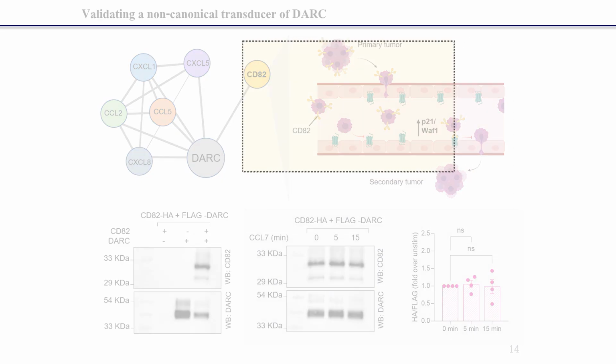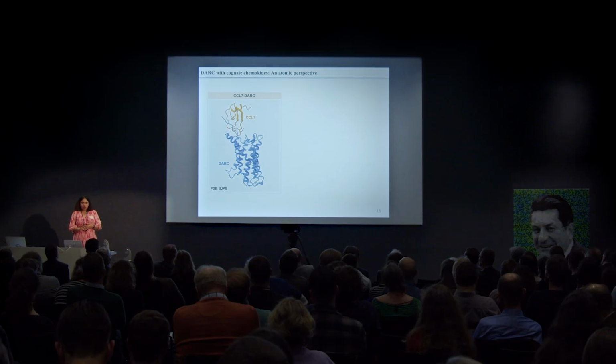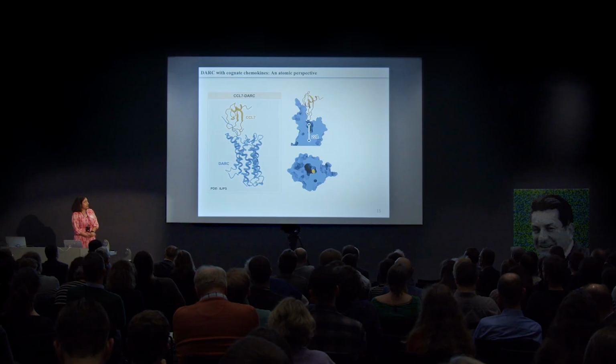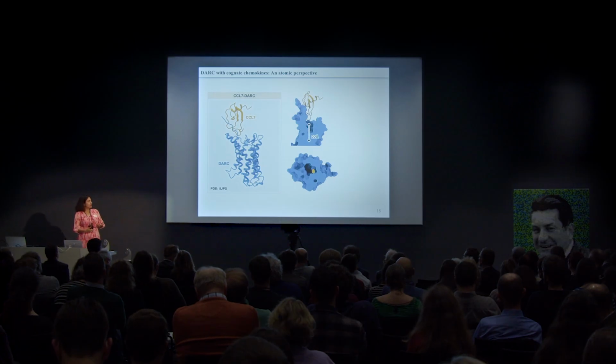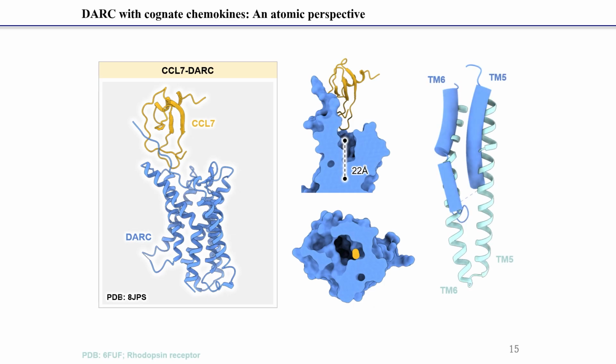So to better understand how CCL7 physically interacts with DARC, we determined the structure of this complex using cryo-EM. And our structure provided us with two very interesting observations. First is this superficial mode of binding that is exhibited by DARC. So typically, binding of chemokines to chemokine receptors involves the engagement of this orthosteric pocket on the receptor, which in case of DARC we observe is completely empty. And the second observation is the dramatically shortened length of transmembrane helices 5 and 6.